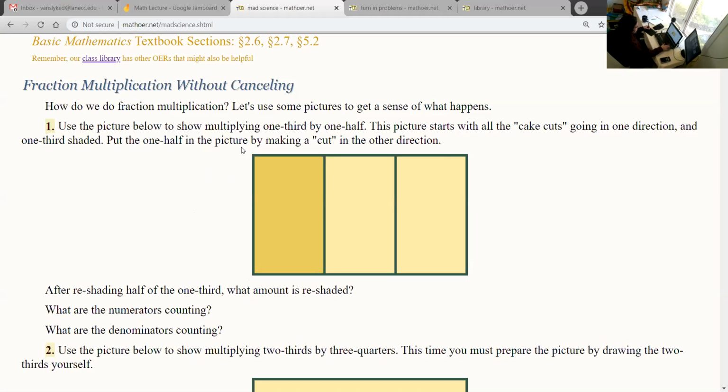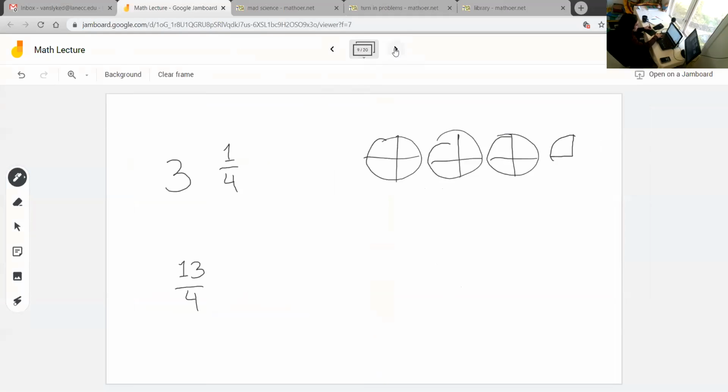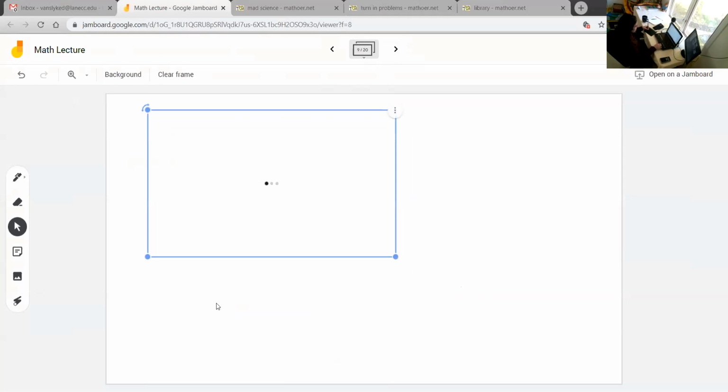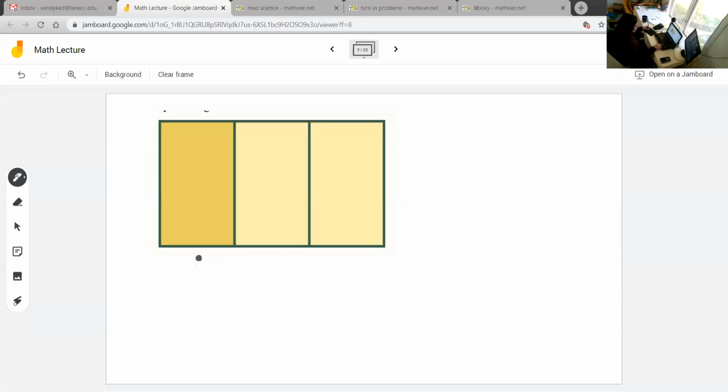We want to take a cake. I have a cake with 3 pieces, and I have shaded 1/3 of it. So this is my third. It's the one I care about. The way fractions work, the denominator tells us how many pieces there are total, right? 1, 2, 3. And the numerator tells us how many we care about. This one is my third, just one of them. Everyone with me so far? Okay, I'm going to get rid of these for now.